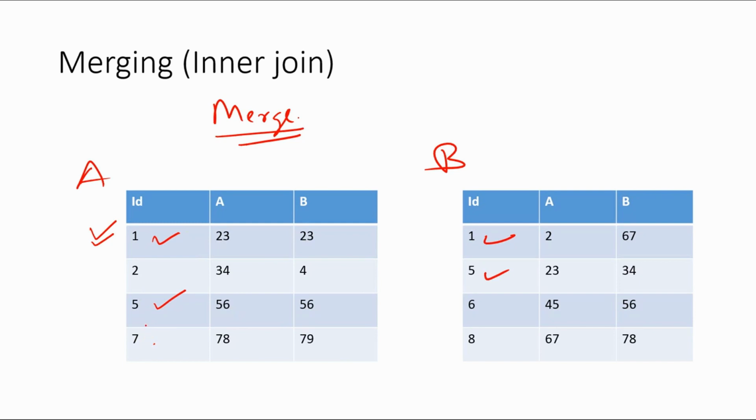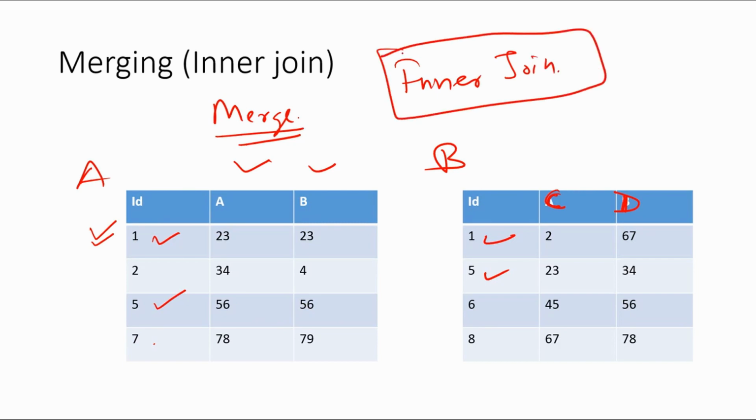Okay, so how do you write a merge statement in order to get the matching IDs and the corresponding data for A and B? Okay, so this should be C and D, I'm sorry. We want data for matching IDs, so we'll have to write an inner join statement using merge, or else you can use PROC SQL to write an inner join query. That we can also do.